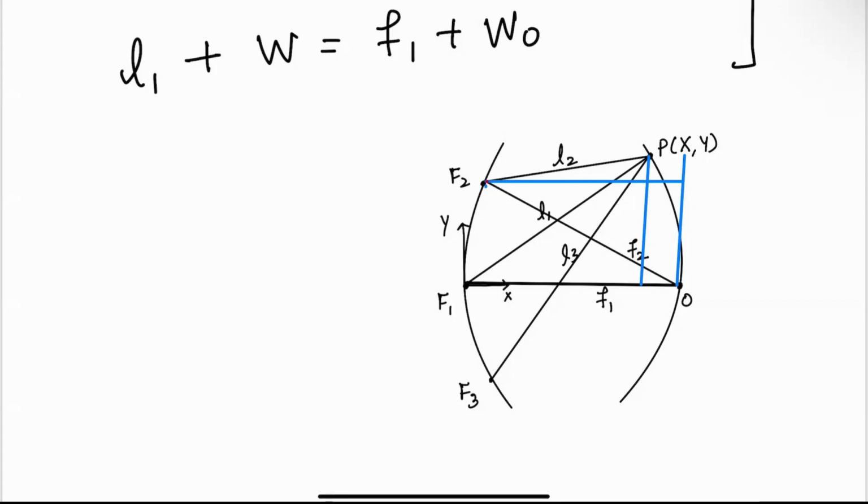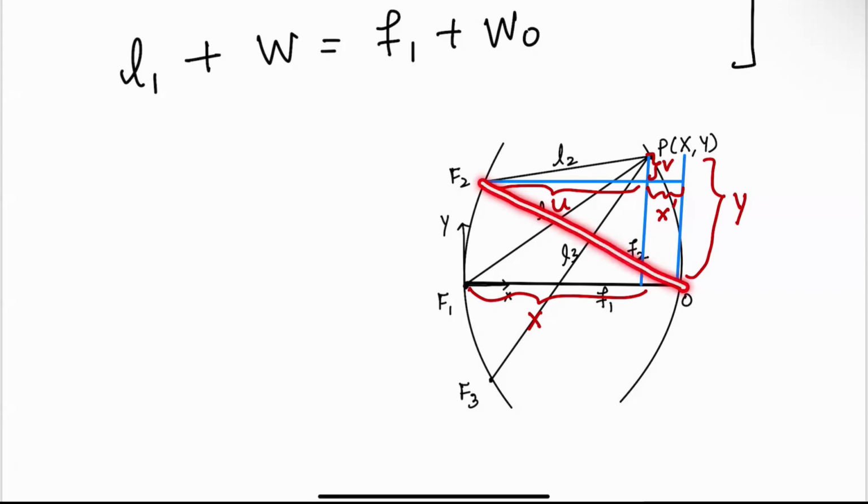So I'll call this length U and this length V. And I'll call this X prime. And of course, this is X and this whole thing is Y, right? So then I can write F2. Remember that this is F2. And I also want to label this angle. Call this angle alpha.